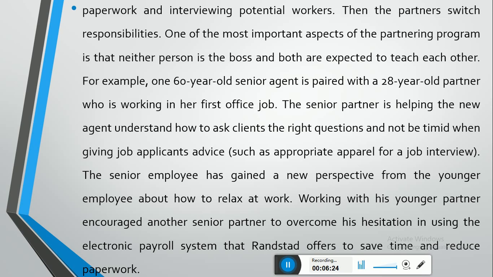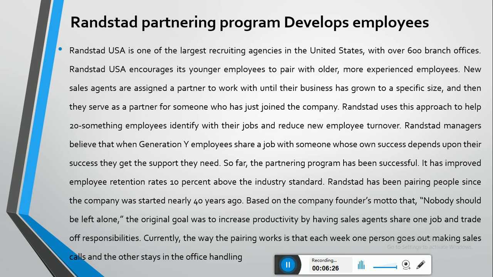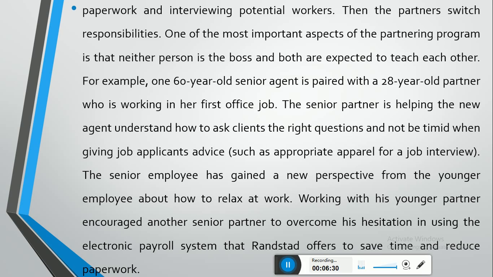So that's all about the company. So what did you get from that? This company has been following these practices for the last 40 years. For the last 40 years they have been doing partnering. A new employee is paired with an experienced employee, so they can learn from him.